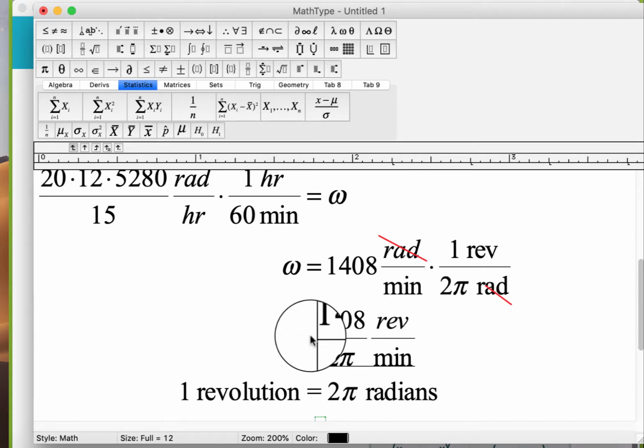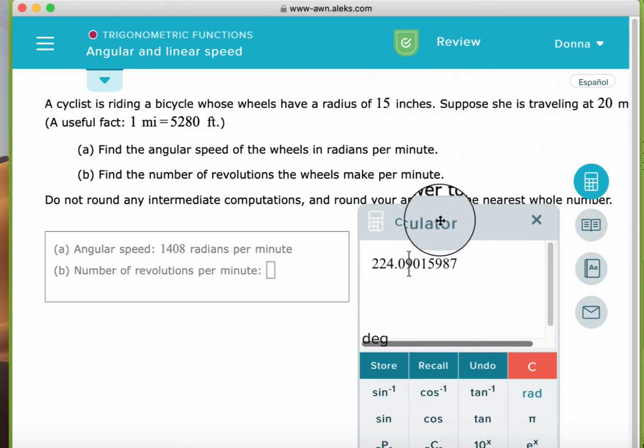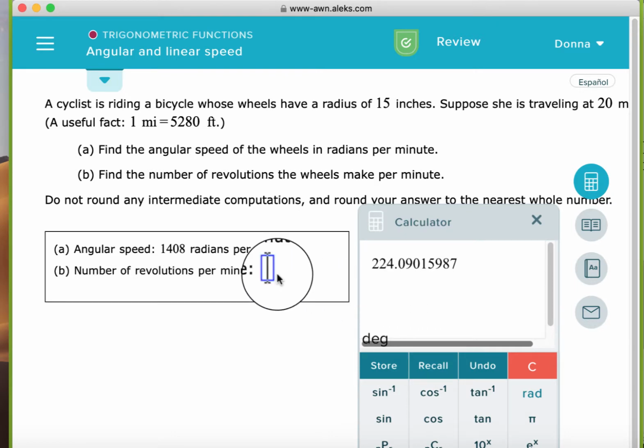And so what we'll do is we'll go ahead and divide 1408 divided by 2 pi, and that'll change the radians per minute into revolutions per minute. So if we already have the radians per minute, all we need to do is divide by 2 pi. And then we have 224.09. And then they say don't round any intermediate computation, so don't change the pi to 3.14 and then do the computation. They say just round to the nearest whole number, which would be 224.